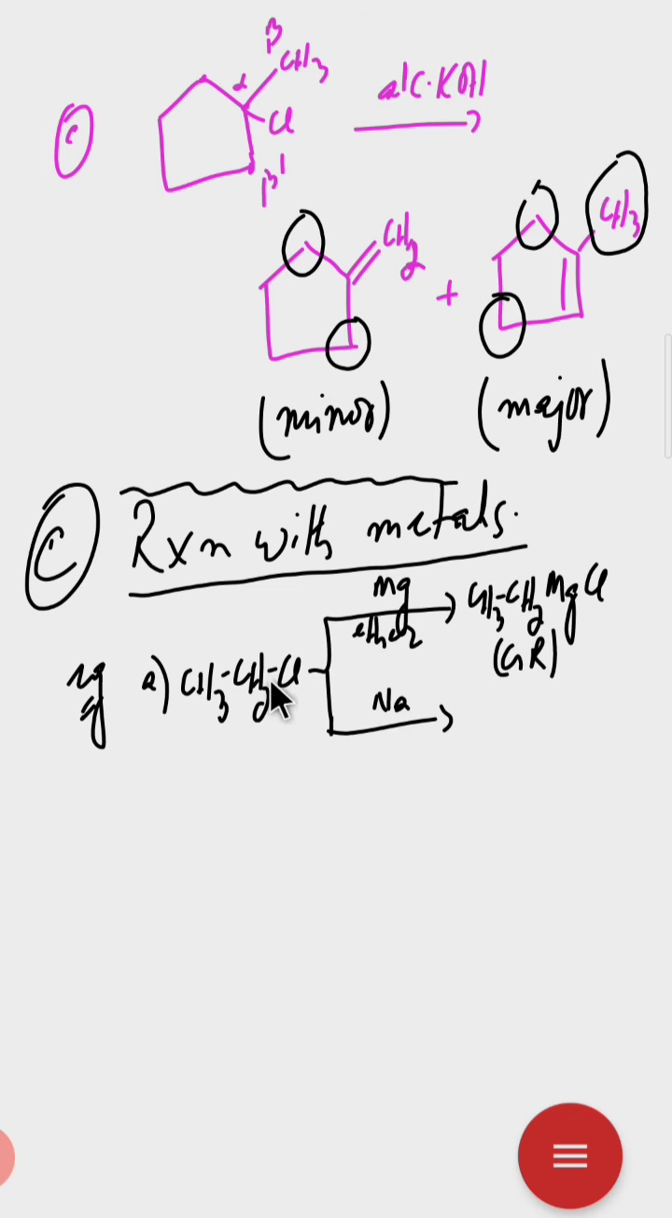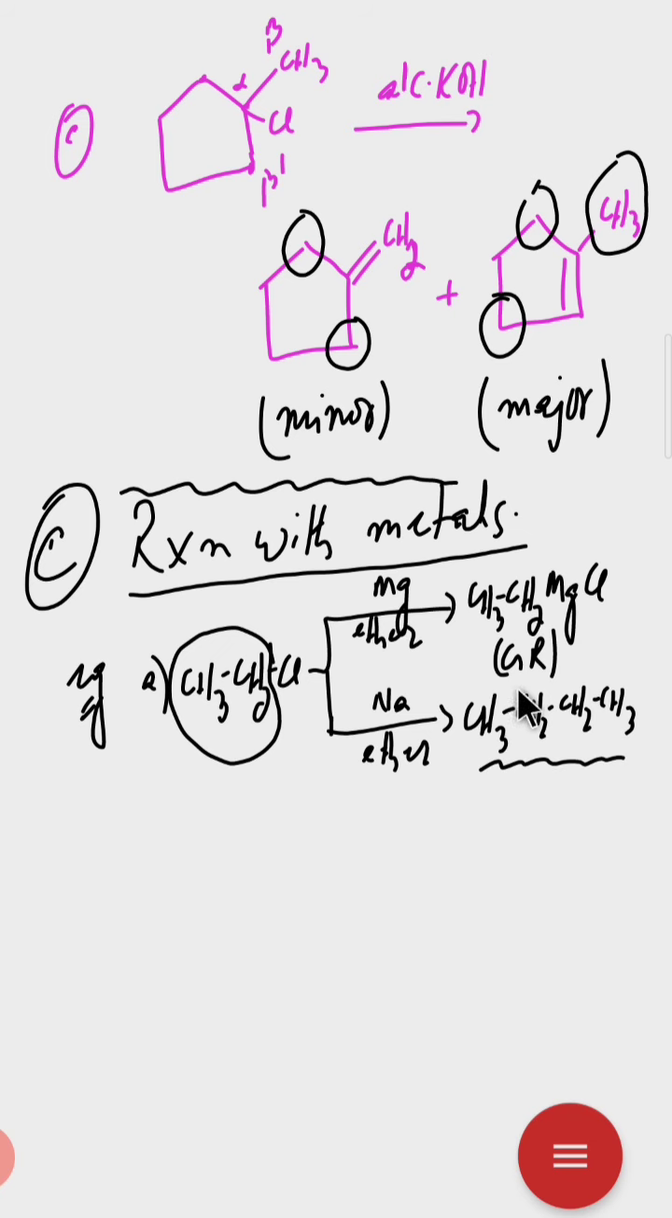And if this ethyl chloride is reacted with sodium in presence of dry ether, then we get an alkane, where the two alkyl groups join together, CH3CH2 and CH2CH3. This is the Wurtz reaction, the details of which are in the organic chemistry playlist.